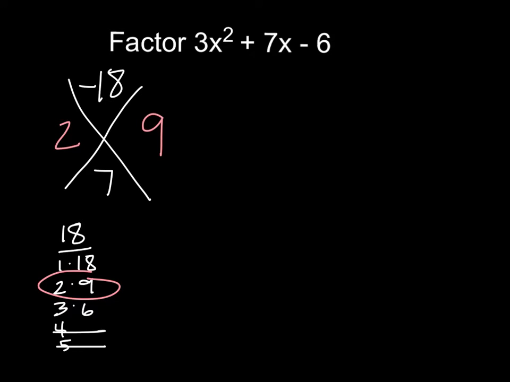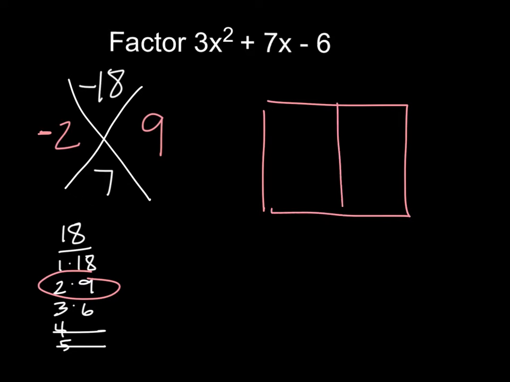Because they have to multiply to be a negative number, one of these has to be negative. Because this number right here is positive, that means the bigger number has to stay positive. So that means I actually need a negative 2. Now make the backwards box. Remember, really what you did is we just rewrote this equation right here. So instead of 7x, we're going to rewrite it as negative 2x and 9x.